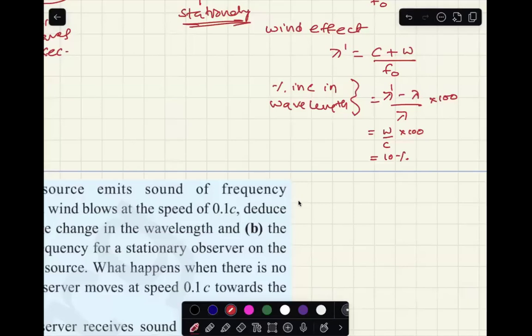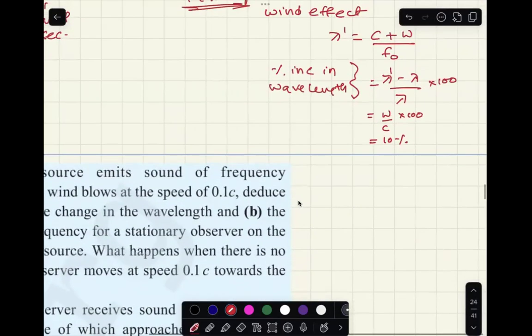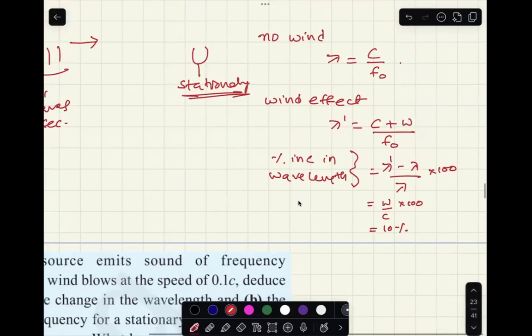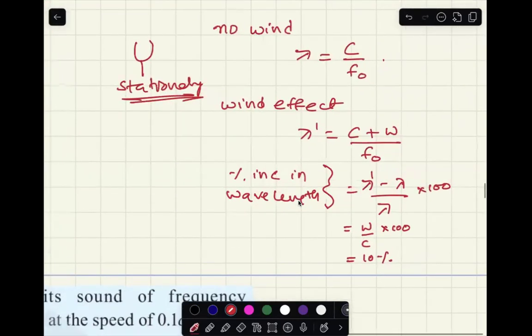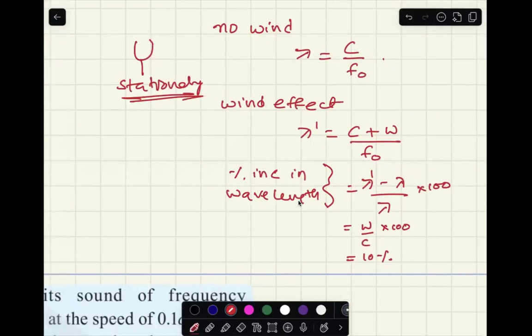Right. Here there is no change in the frequency of sound, as I mentioned. In the no-wind case, you will hear frequency f0. In this case, f apparent is (c plus W) by lambda dash, which again becomes f0. So unless there is relative motion between source and observer, there is no change in the frequency.